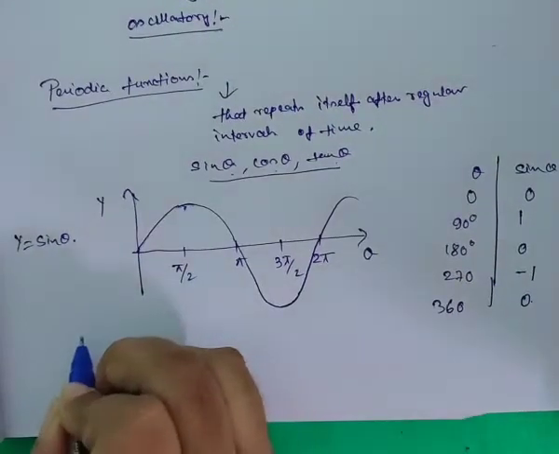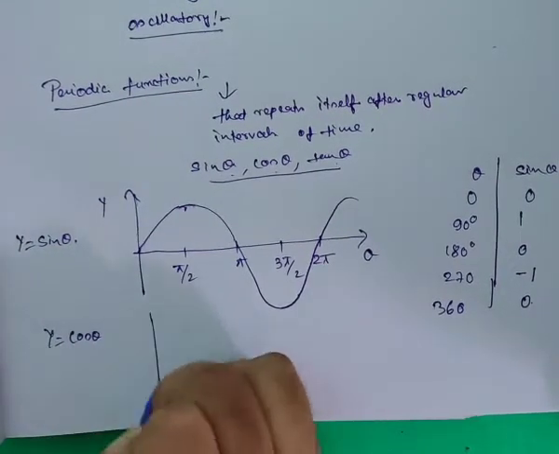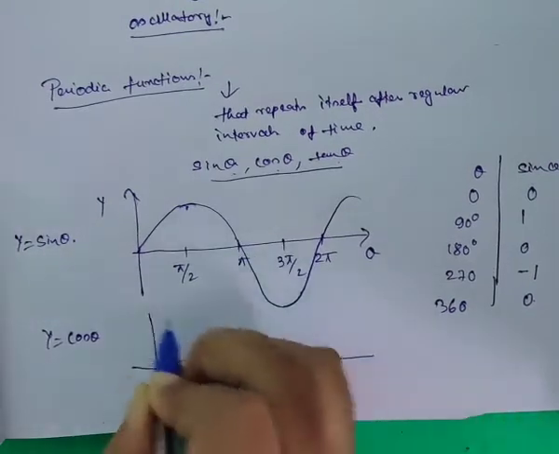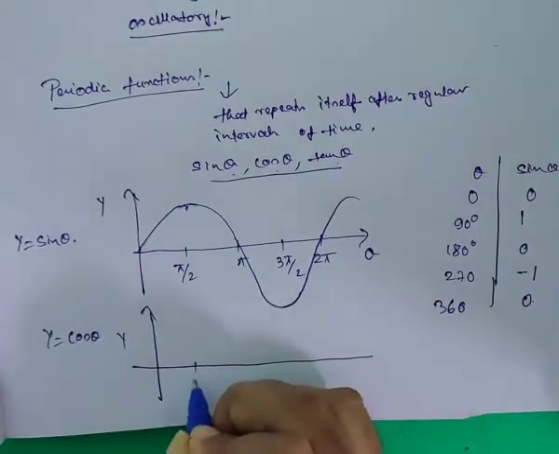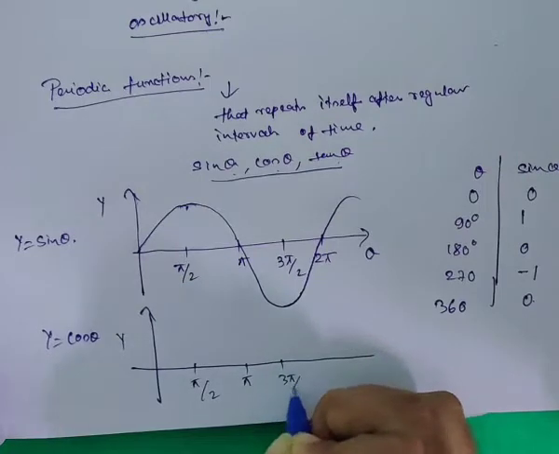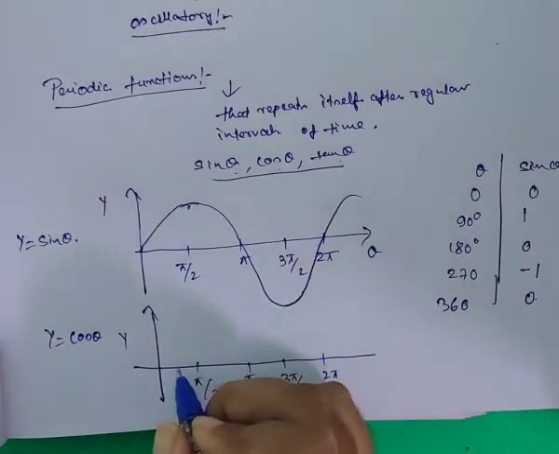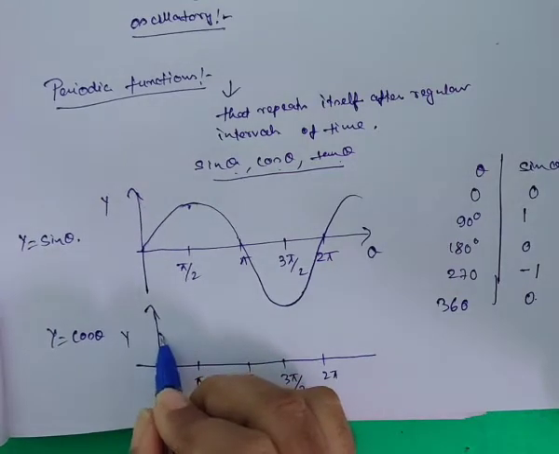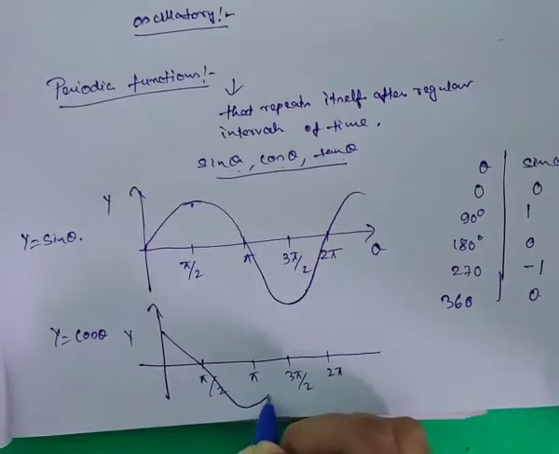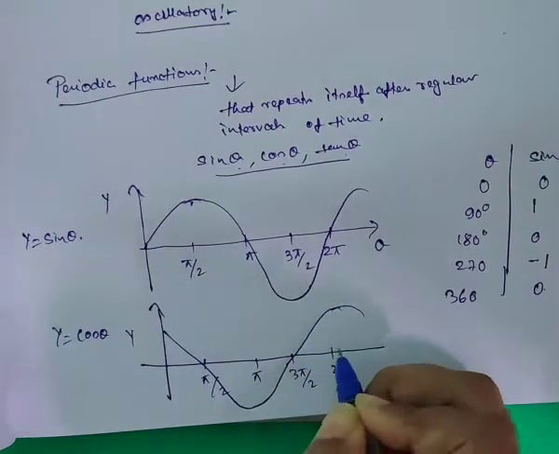Same with cos theta. If I take it in a graph, the graph will be in such a way: pi by 2, this will be pi, this 3 pi by 2, twice pi. If I see the graph, it will be in such a way. So again after twice pi it repeats itself.